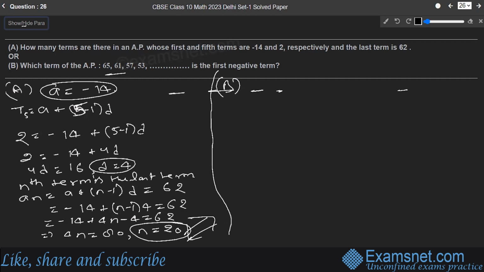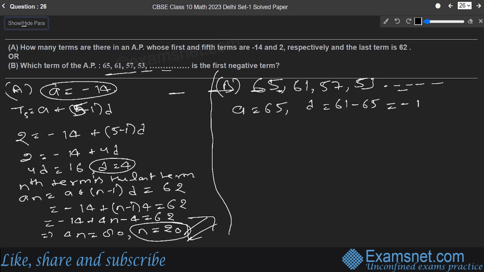Which term of the AP is the first negative term? So let us write the values first: 65, then 61, then 57, then 53, and this is how it goes. Let us identify our values. The A value is the first term, that is 65. D value will be second term minus first term, that is 61 minus 65, that is minus 4. So D value is minus 4, A value is 65. Using this, we can find out the first negative term.